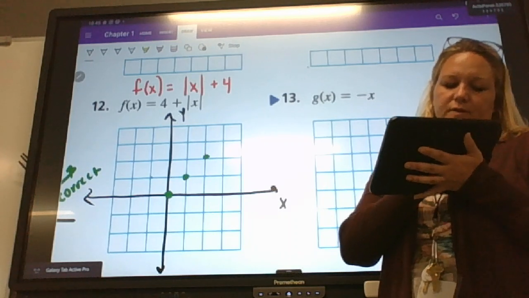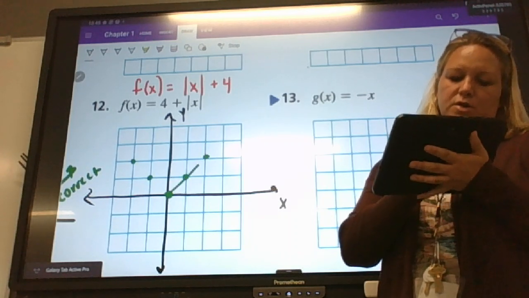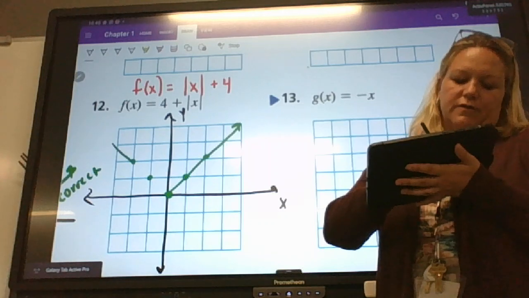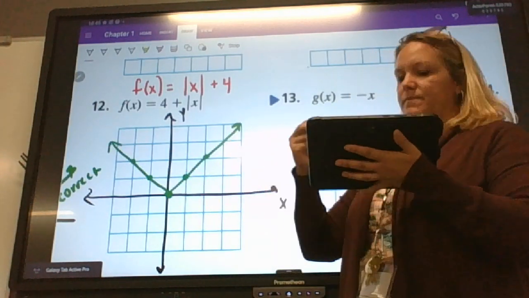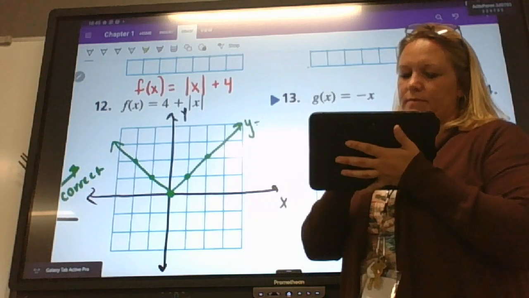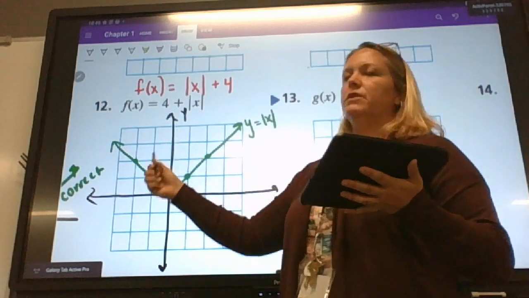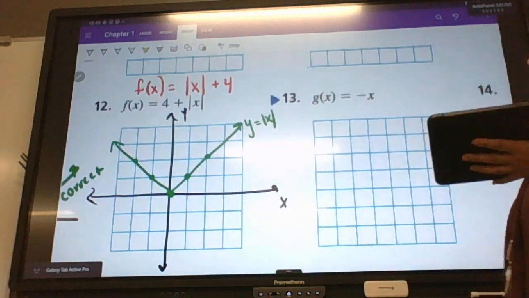It says graph the parent, so you want that original, and then if you have a graph and you have a highlighter, you can highlight the original parent function. And then do the new one in pencil or whatever you want.